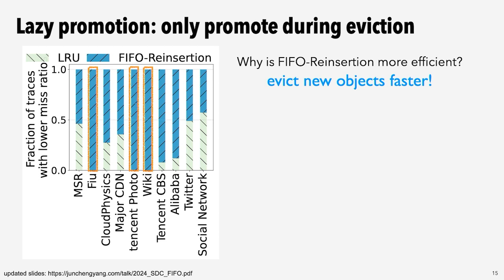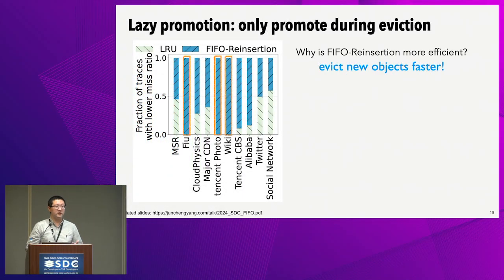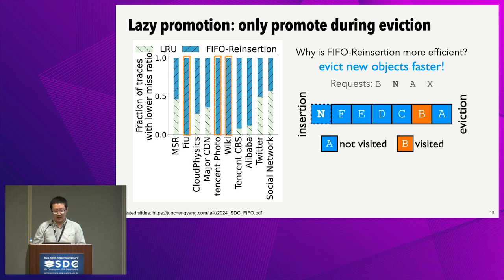So you may wonder, why is FIFO reinsertion more efficient than LRU? This is different from what conventional wisdom suggests, right? Why all of a sudden do we find something different? Well, our observation is that FIFO reinsertion can evict new objects faster. For example, suppose we have the request sequence B, N, A, X. At this state, look at the cache queue, where the left is insertion and the right is eviction. The blue one shows the object has not been visited, meaning the bit is 0, while the orange one means the object has been visited.